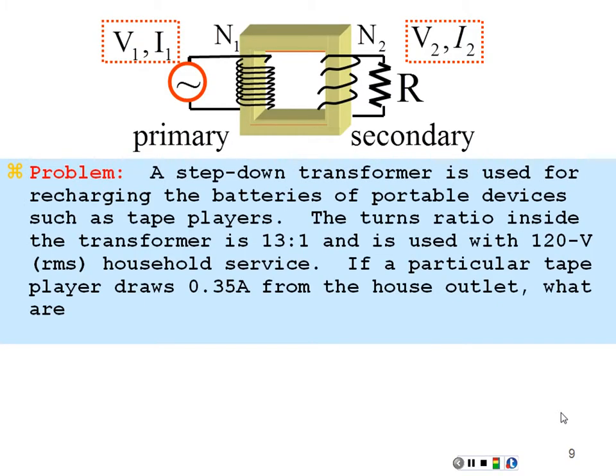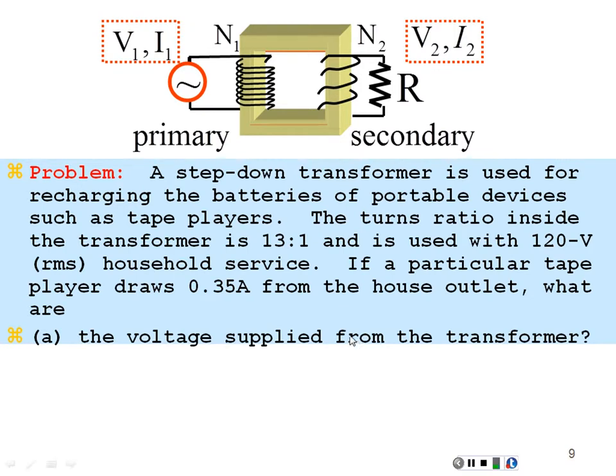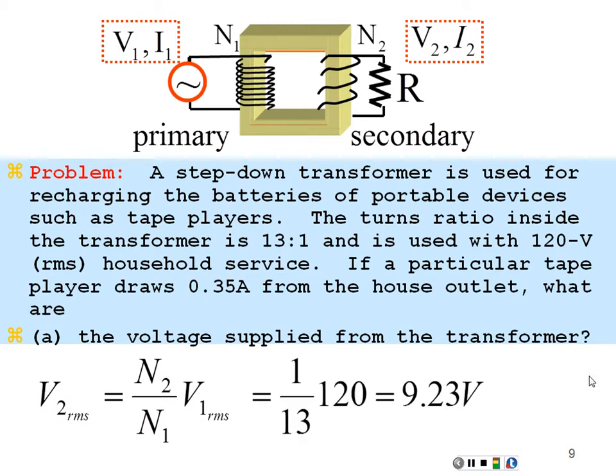Let's try another problem. A step-down transformer is used for recharging the batteries of portable devices such as tape players. The turns ratio inside the transformer is 13:1 and is used with 120 volt RMS household supply service. If the particular tape player draws 0.35 amps from the house outlet, what is the voltage supplied from the transformer? The voltage RMS of the secondary is going to be equal to the turns ratio times the voltage of the primary. That's going to be 1 to 13 of 120 volts, or 9.23 volts.